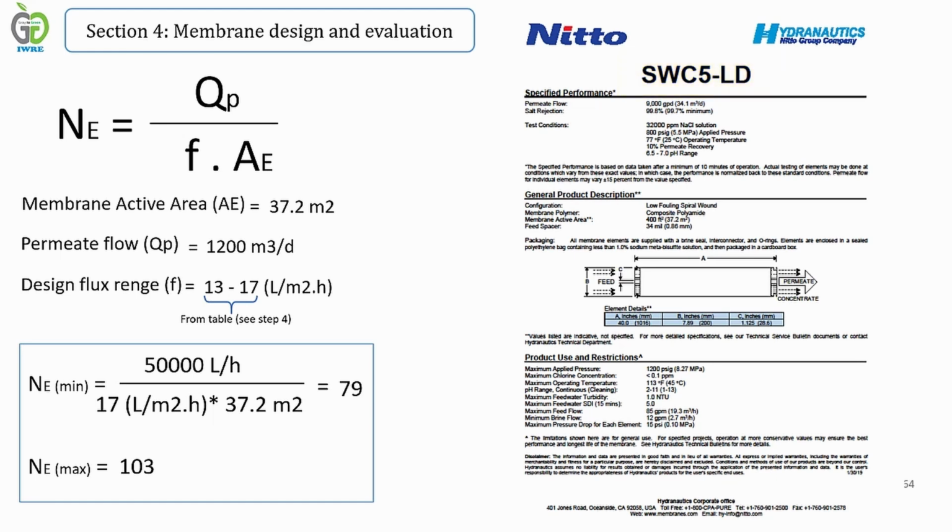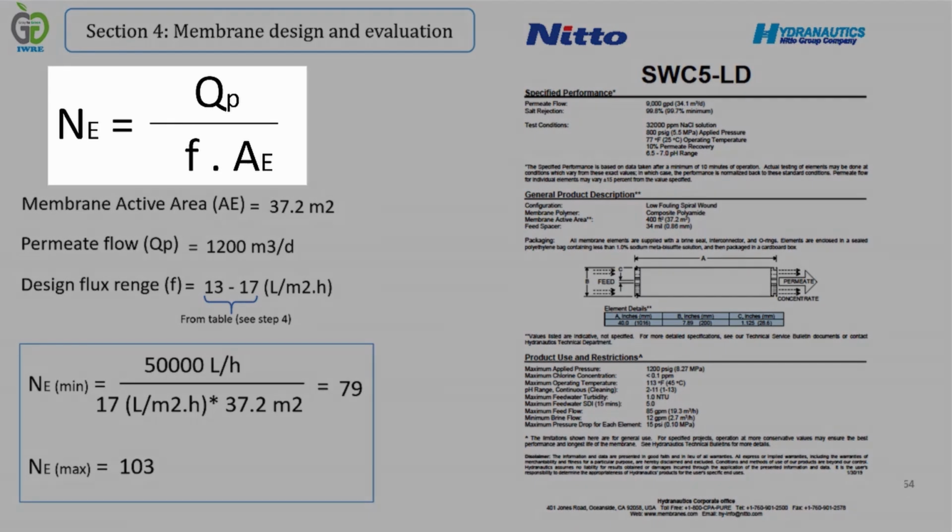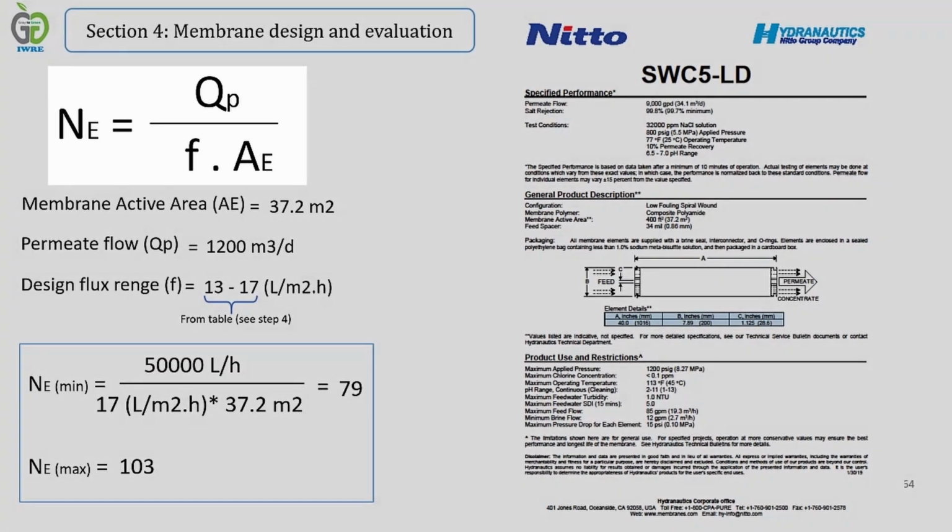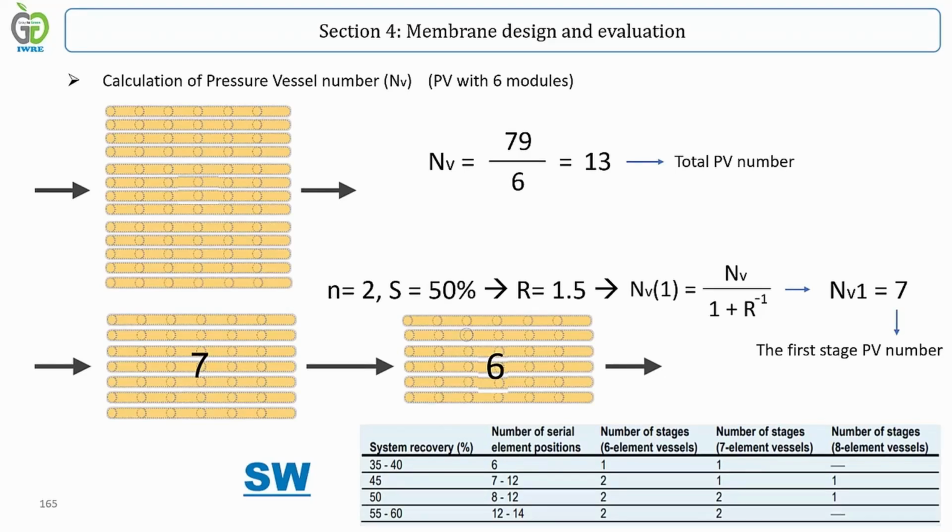In step 4, according to the feed source that is seawater and an SDI less than 3, the design flux in the range of 13 to 17 has been selected. According to this equation in step 5 and the specified data, the minimum and maximum module numbers have been calculated as you can see here. In step 6, considering the pressure vessel with 6 modules and the calculated minimum module number, 13 pressure vessels for the system have been calculated.